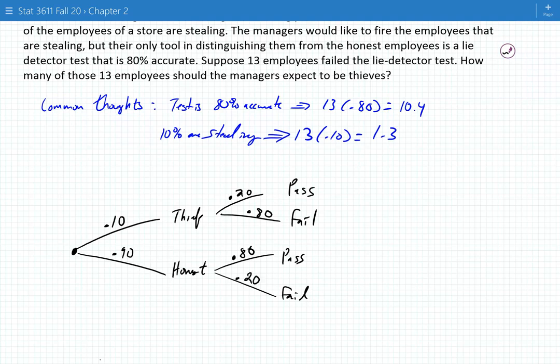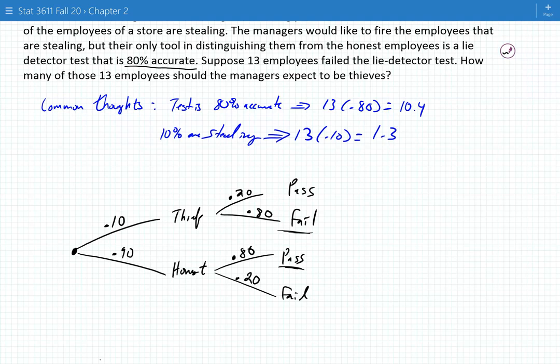Notice the flip-flop on these percentages. If you're a thief, the test should be correct 80% of the time, since the lie detector test is accurate 80% of the time, and being correct if you're a thief is failing. Being correct if you're honest is passing the test. So notice the flip-flop on those branches. That is, in fact, correct.